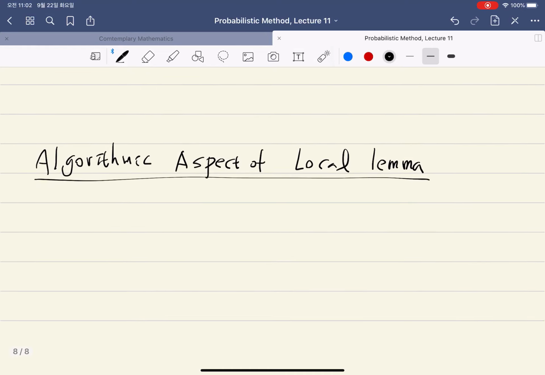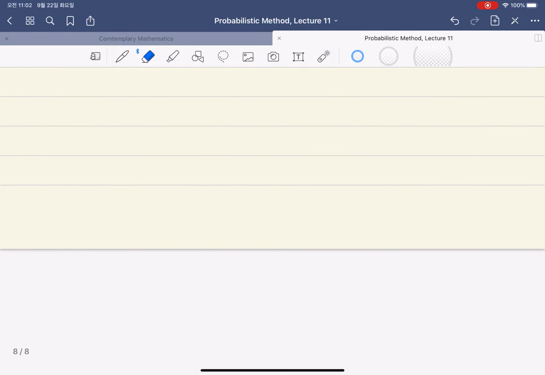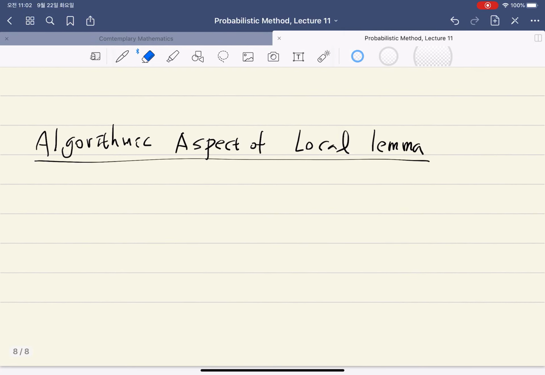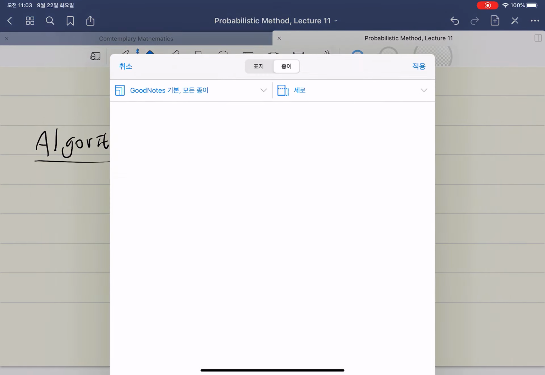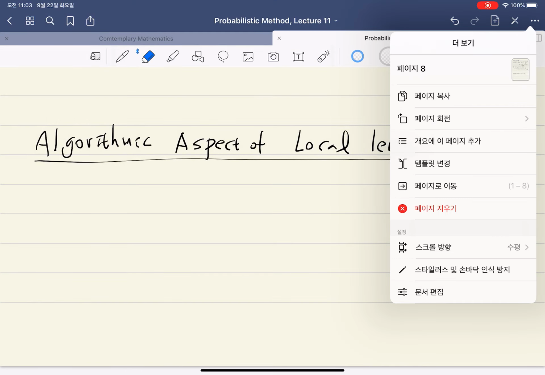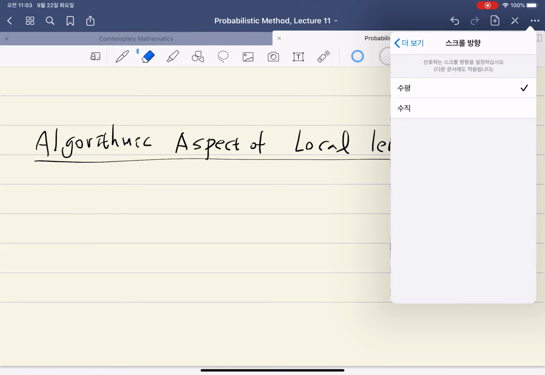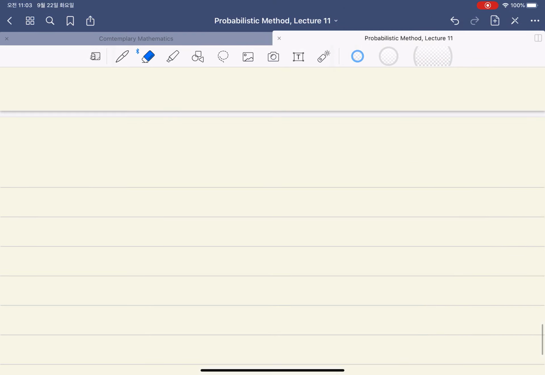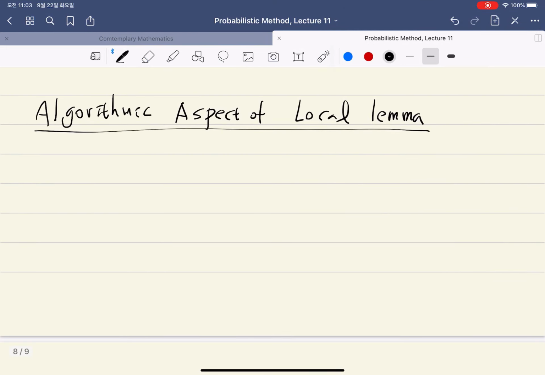But for a probabilistic method proof, you might think, how would it be possible to turn a probabilistic argument into an algorithm? But oftentimes it's also possible. So for example, we can consider one instance of how we can actually convert a probabilistic argument into a deterministic algorithm.